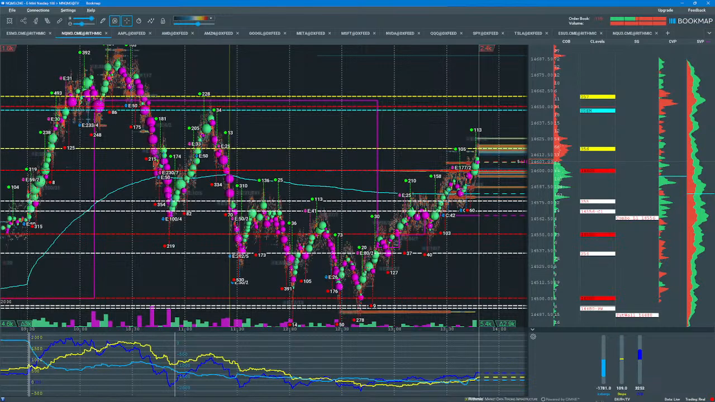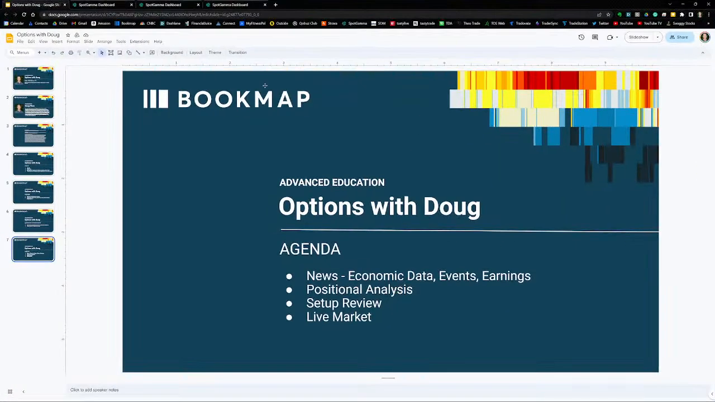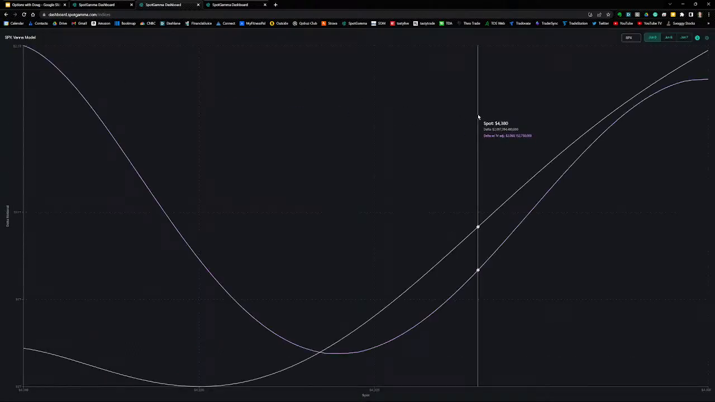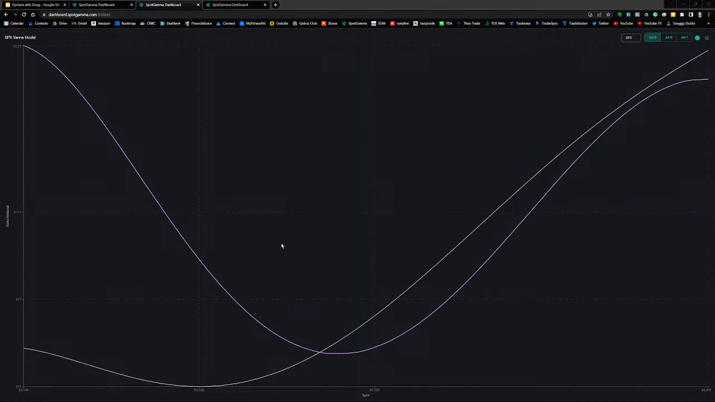All right, let's take a look at some other information that I use in my positional analysis. First of all, this is the Vanna model, and this will give us a sense of how market makers are positioned at the beginning of the day and how they can be expected to react with changes in price and implied volatility. So what this chart is showing is market makers' delta notional on the vertical axis and how that changes with price, shown on the horizontal axis.